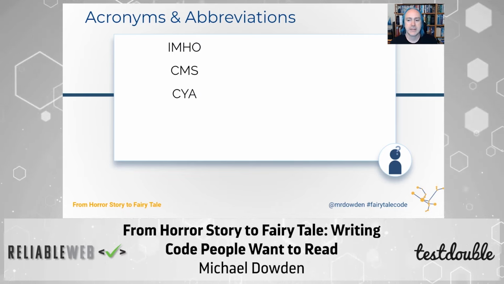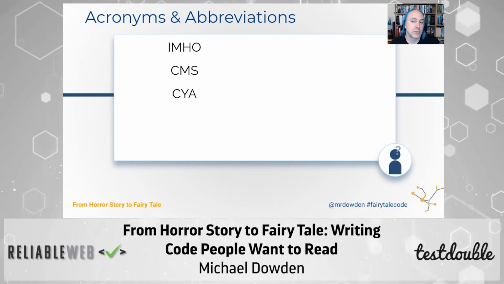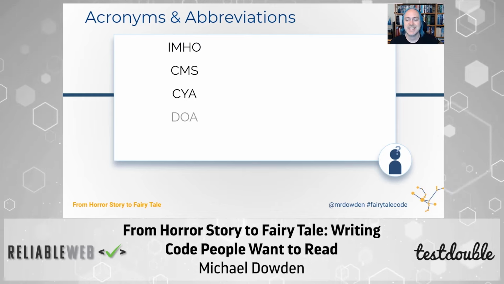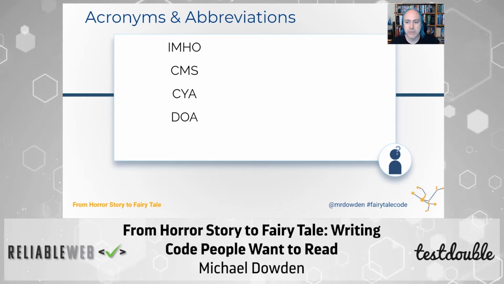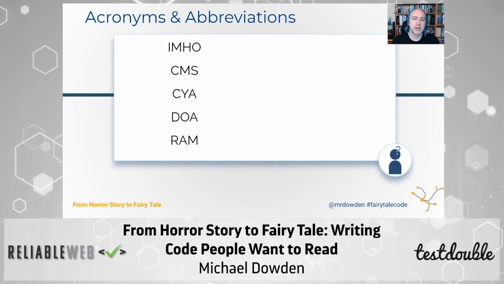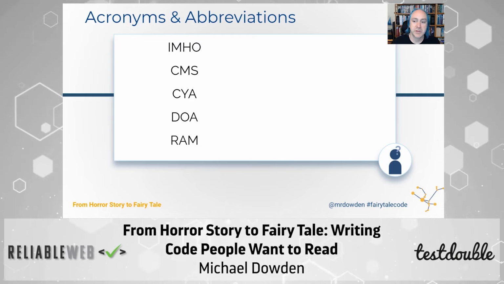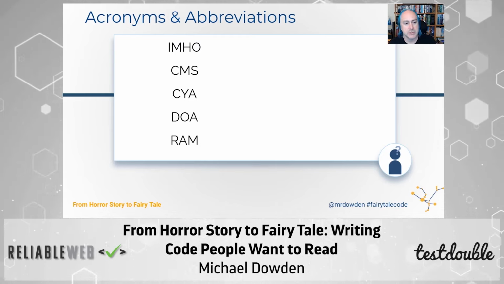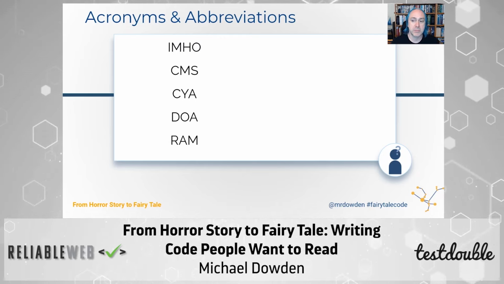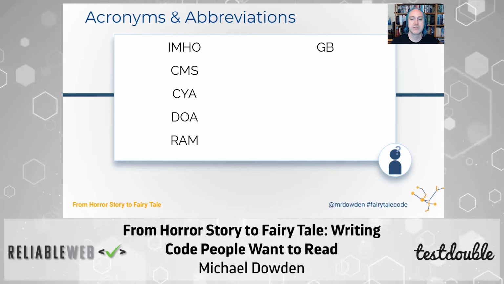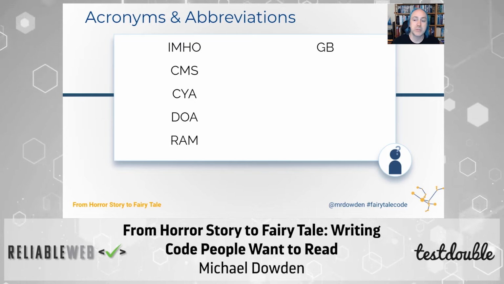CYA can be see you later or something else. DOA, dead on arrival, do over again. What about RAM? This could be memory. This could be a truck. This could be an animal. Here in Indianapolis, there's RAM Brewery. It can mean lots of different things. GB, Great Britain, gigabyte.